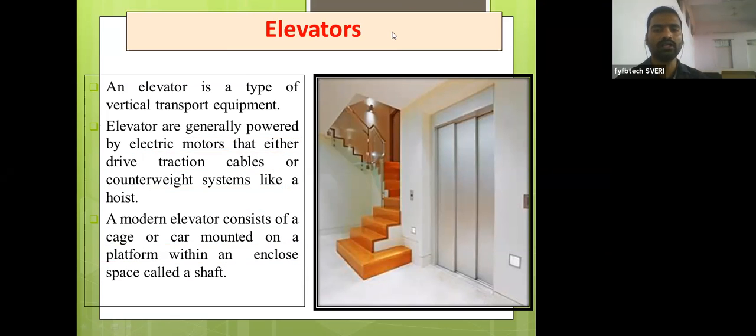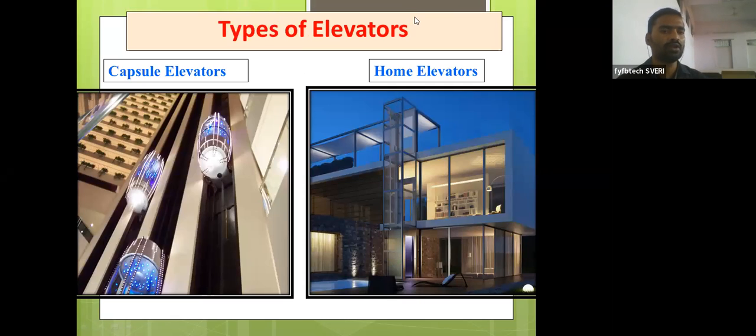In elevators, there are two types of elevators. One is capsule elevators and one more is home elevators. You might have seen this type of elevator whenever there is a very large building, like a shopping complex. These are called capsule elevators, and these are home elevators. There is a full cage, a shaft is there, and this entire shaft will go like this.